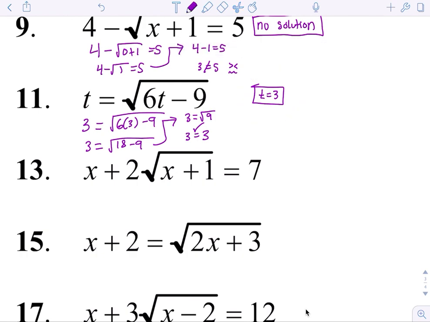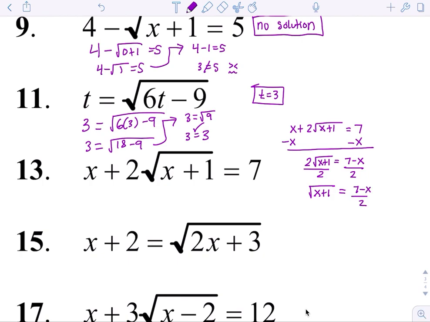Okay, 13. Now this one is going to require a trick, okay? Now I'm going to subtract x from both sides, okay? So we are going to divide both sides by 2. So we get square root of x plus 1 is equal to 7 minus x all over 2.